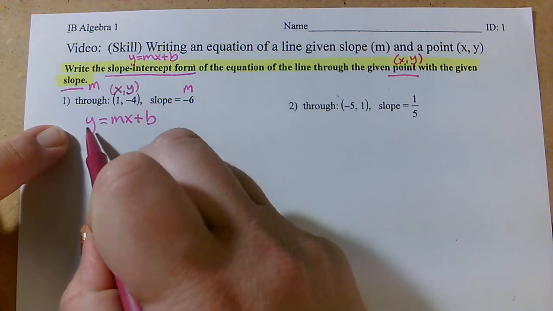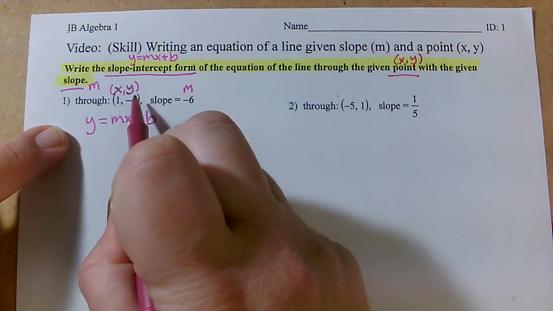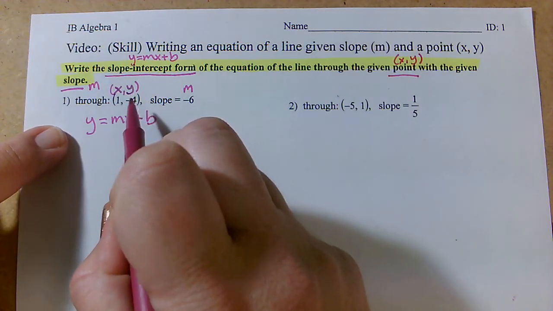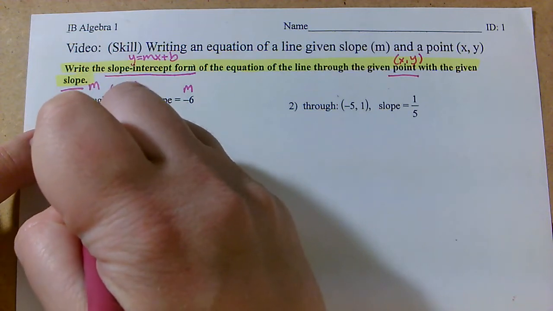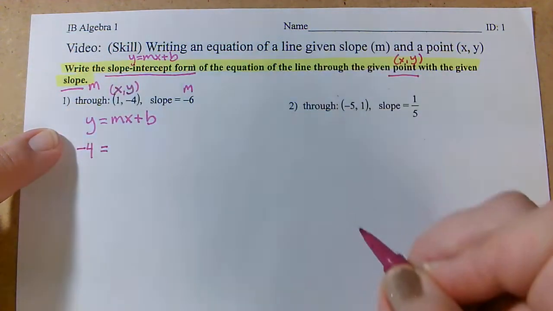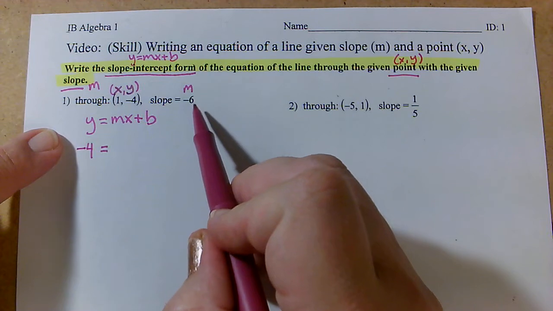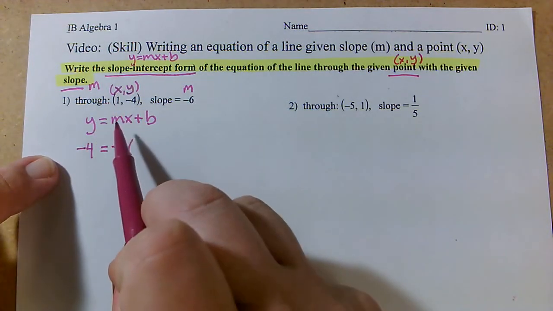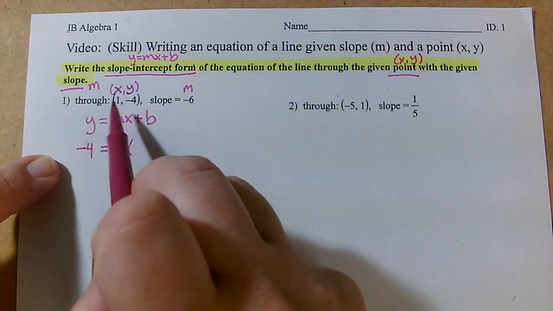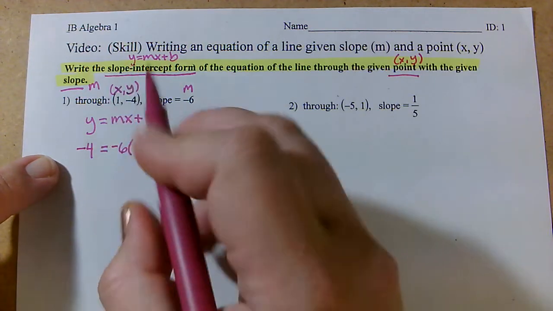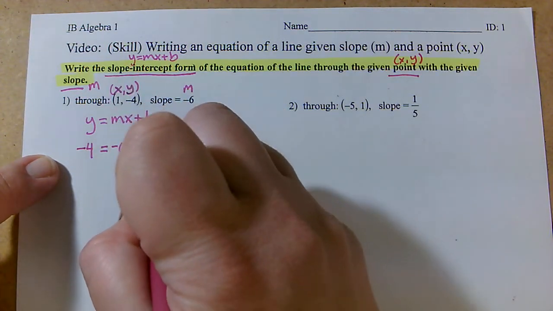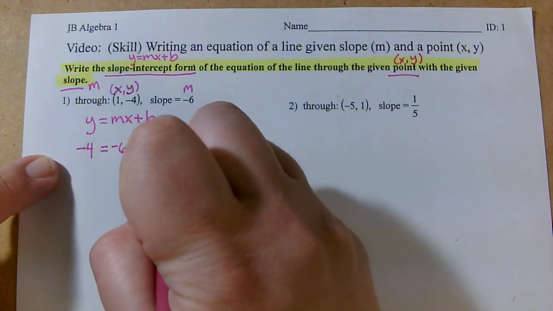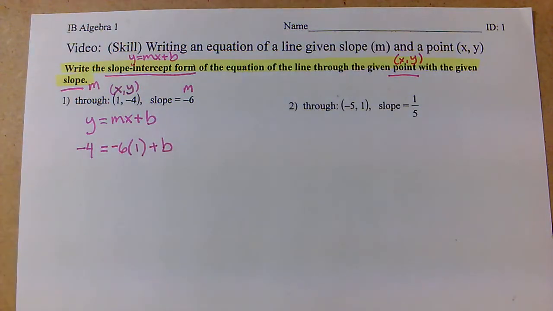If I start with y, I'm going to substitute in -4 because that's the y in this point. So I'm going to make a -4. Then I'm going to bring down the equal sign. Then my m is -6, so I'm going to put that here. I'm going to put a parenthesis because it's next to x, which means it's multiplied by x. And then I'm going to put my x value in, which is 1. And then I'm going to bring down plus b because I don't have a value for b. I actually need to find it.